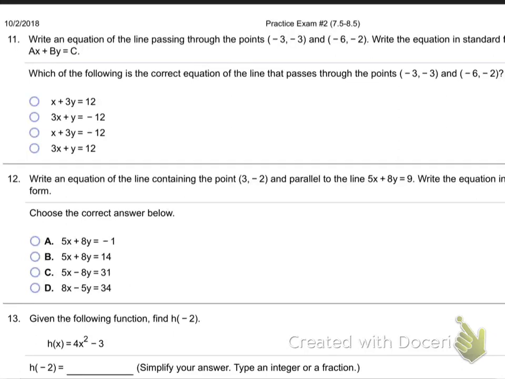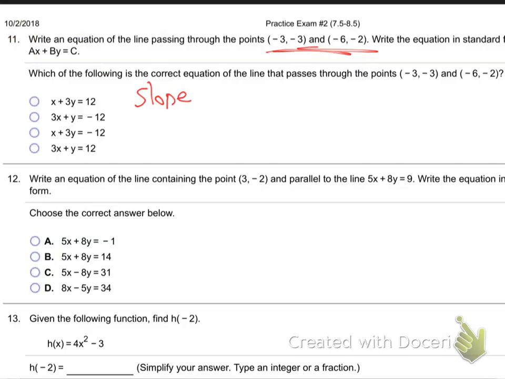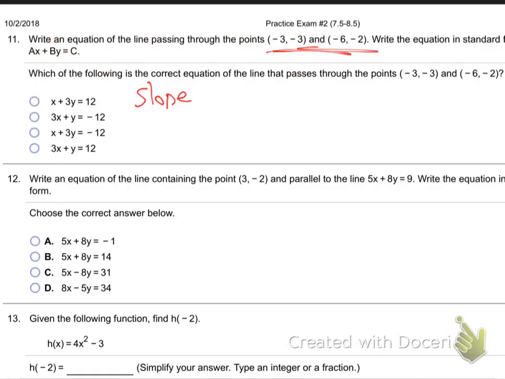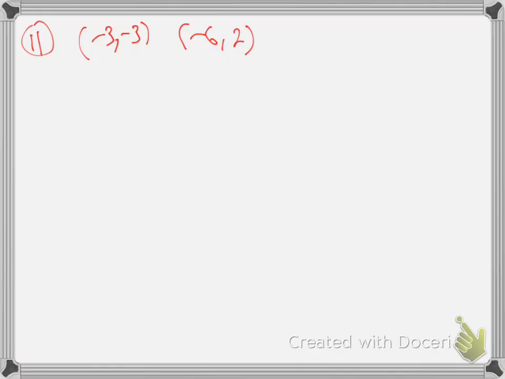Okay, so here's part 2, number 11. It gives me these 2 points. And so remember, we have to find the slope. In fact, let me go to a fresh screen here. Number 11, the 2 points are (-3, -3) and, whoops, is it (-6, 2)? No, (-6, -2).